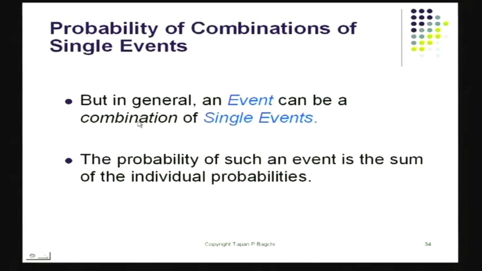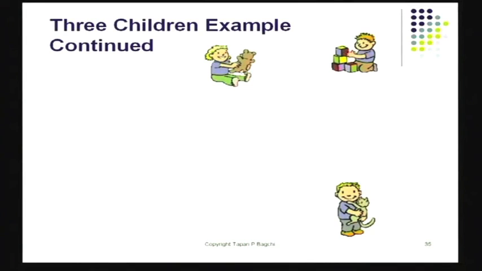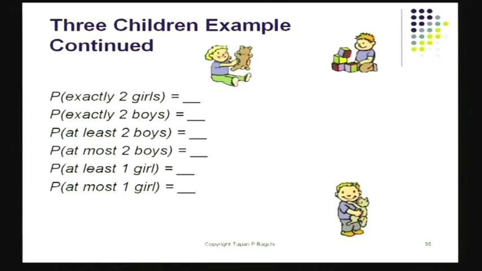But in general, when we have events, the events themselves can be a combination of simple events. We can have simple events and they may combine in a way that ends up with more complex events. And the probability of such events is going to be, in certain situations, the sum of the individual probabilities. And we'll see when this occurs. This is not true all the time, but this will occur. We've got some kids here and the kids are being born. We have to work out some of these possibilities, and we'll actually be doing the calculations.